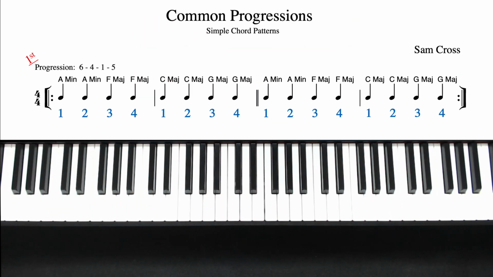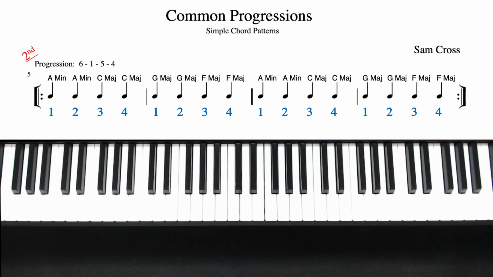Simple, right? Now let's look at the second chord progression. Most of these chord progressions will actually have the same chords. You will just simply play them in a different order. So the second chord progression is a 6-1-5-4. The 6 would be an A minor, the 1 would be a C major, the 5 would be a G major, and the 4 again would be an F major chord.